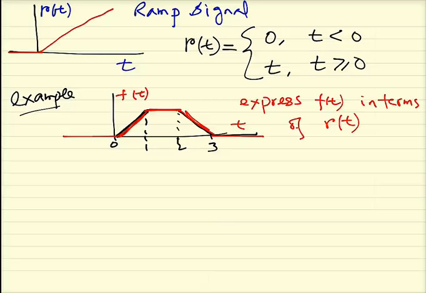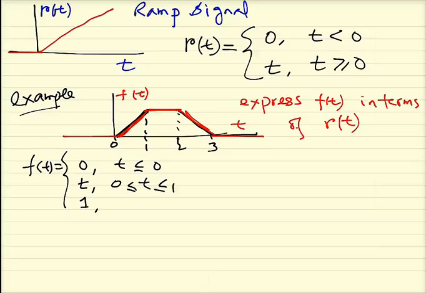How can you do that? You see that this is also a piecewise signal, because the signal changes over different intervals. So you can write f(t) equal to 0 when t is less than 0, then it becomes t with slope 1 when t is between 0 and 1, and then it becomes 1 for t from 1 to 2. Then, what is the equation of this signal?